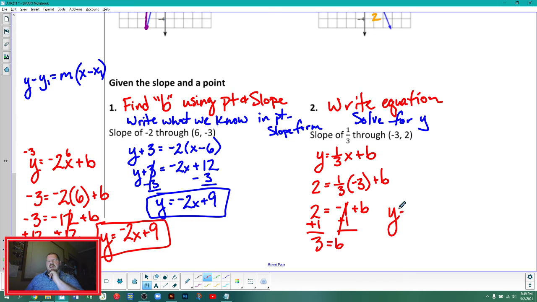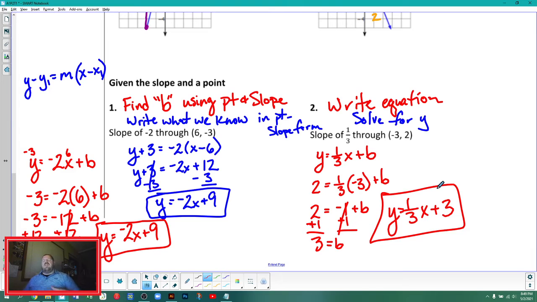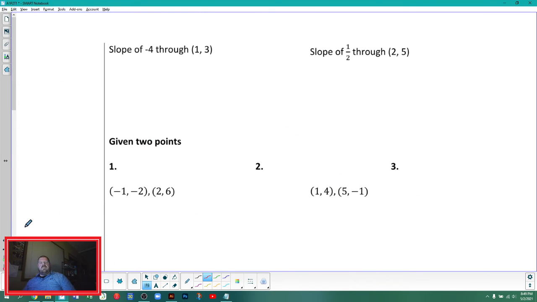And so then I have to remember to write my equation. I'm not done at that point. I get 1/3 x plus 3. And if you want to try that one the other way, you can also. Just make sure you put your x and your y in the right spots. Okay? In the interest of time, I'm just going to leave it at that and call it good.